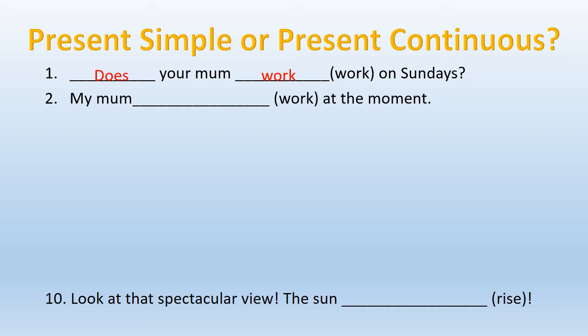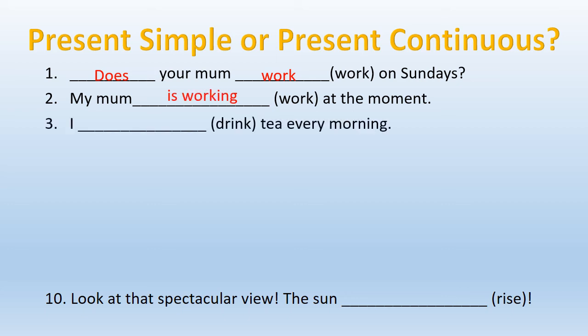Look at number 2. My mom works at the moment. So I'm speaking about an action that's happening now. So I'll use the present continuous, of course. So I'll say, my mom is working. Number 3. I drink tea every morning. So this is a habit. So I use the present simple, I keep the verb as it is. I drink tea every morning.